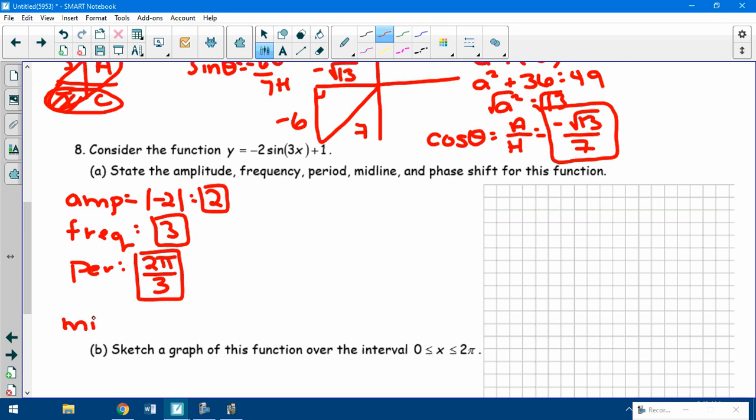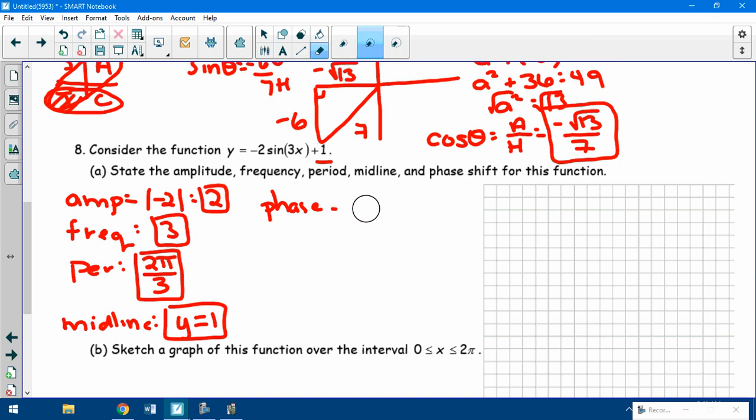Midline, some of you forgot to do y equals. Remember, midline implies it can't just be a number. It's got to be an equation. That's the vertical shift. You're going up 1, so y equals 1. And phase shift. Phase shift, remember, is just the horizontal shift. And there's no plus or minus in with the parenthesis in here. So the phase shift would just be 0.